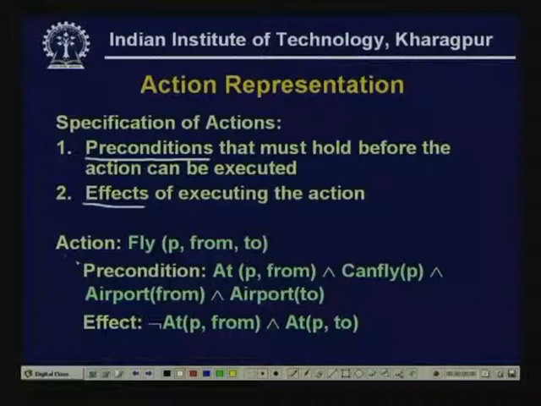So, let us take an example of an action fly, which takes three arguments: fly(P, from, to). The precondition is that at(P, from), can-fly(P), airport(from) and airport(to). So, if these four conditions are satisfied in the previous state, then only this action can be executed. And as a result of executing this action, at(P, from) will no longer be true, but at(P, to) will now be true in the next state.